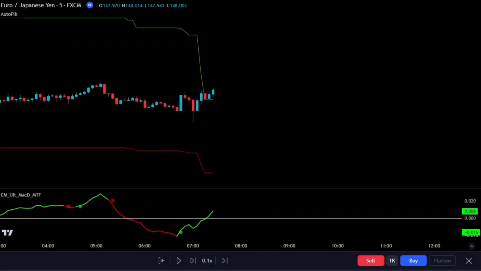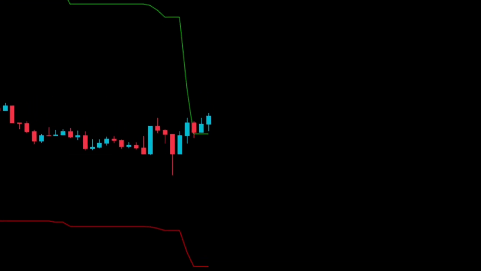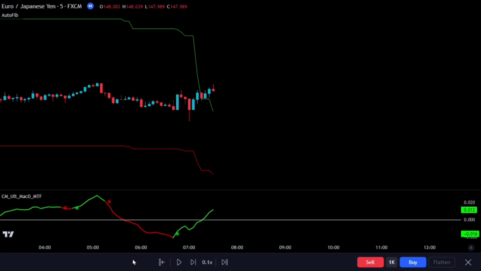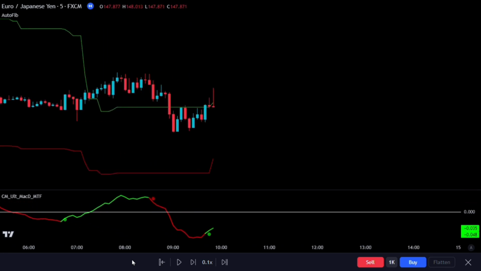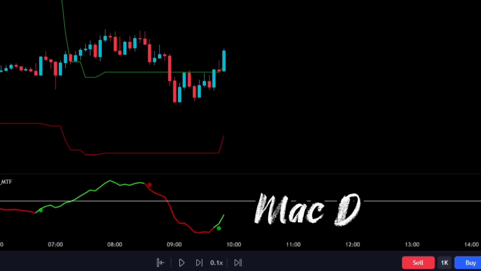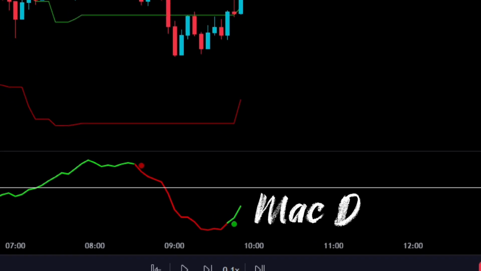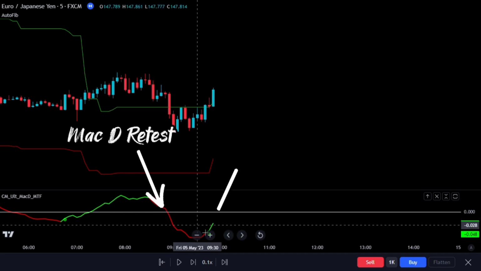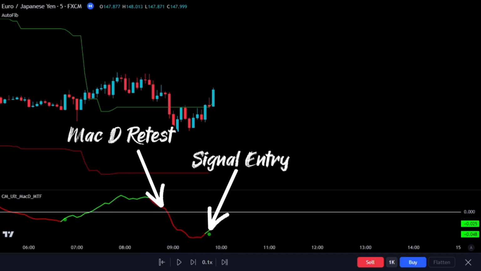For a buy signal, we're gonna wait for price action to cross and close above the green Fibonacci level. Next, we wait for the retest from our MACD, as we would want to see the MACD change to red, while we set to enter trade at the next green signal. So since our retest was at this point, and we waited for the next green signal, we would go long at this point.